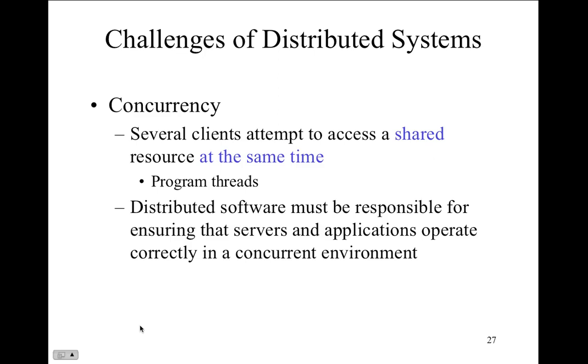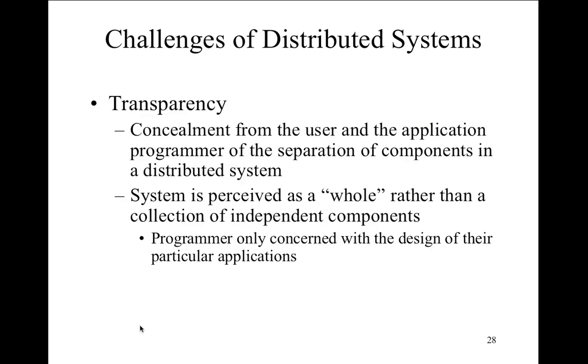Distributed software must be responsible for ensuring that clients, servers and applications operate correctly. So here's the word I like, our vocabulary word for today: transparency. It means concealment from the user and the application programmer of the separation of the components in the distributed system. That's one of the best features of distributed systems.